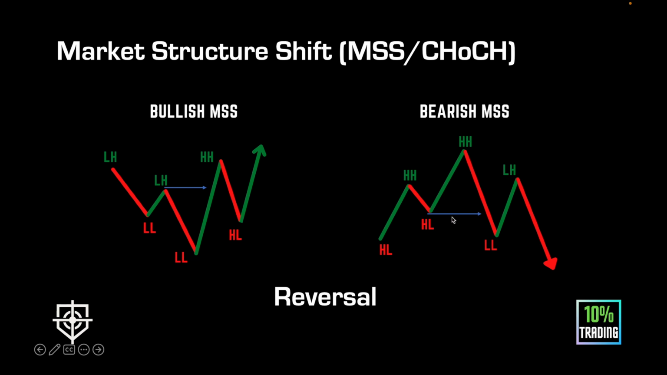And the same on this bearish example, right? As you can see, higher lows, higher high, higher low. And then from this higher high, we print a lower low. We retrace and make a lower high, and then we carry on. So that's another example of reversal.